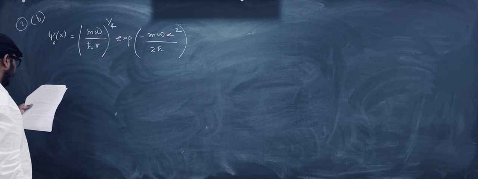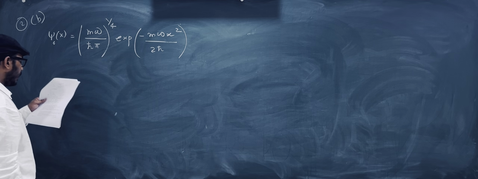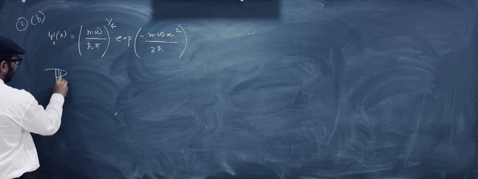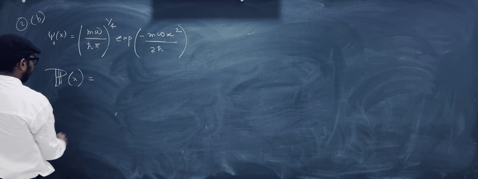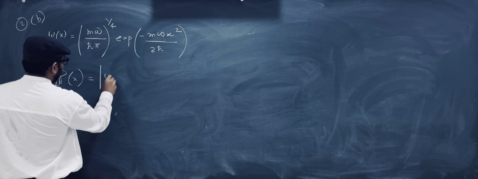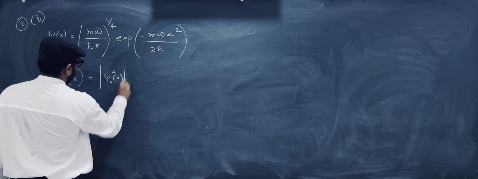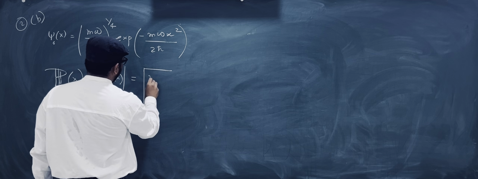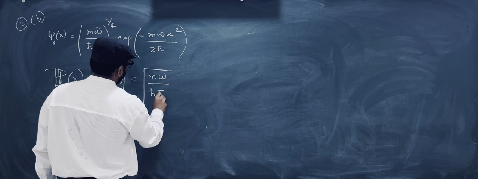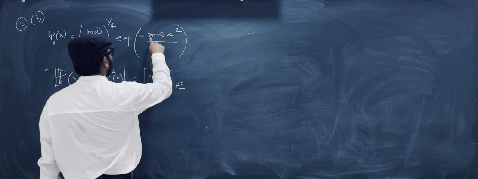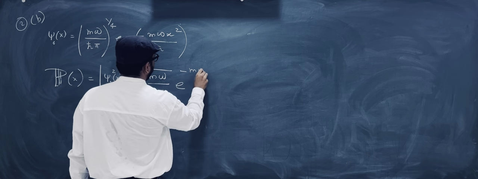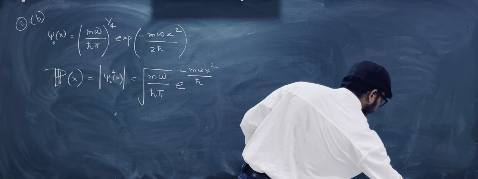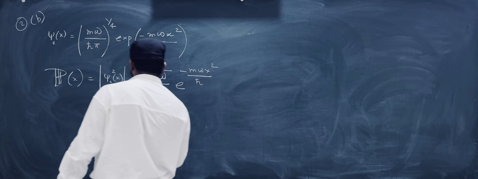Now we have been asked at which point the probability density is the maximum. So we can find it very easily. The probability density can be written as psi naught of x square. So this will become root m omega over h cross pi, and this will become e power minus m omega x square over h cross, as this will be squared so the 2 will be cancelled out. So we have the probability density function, so we can plot the probability density actually.